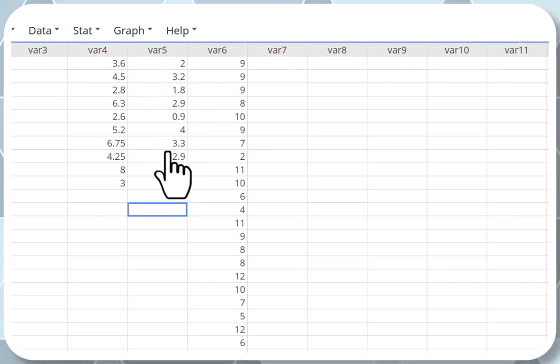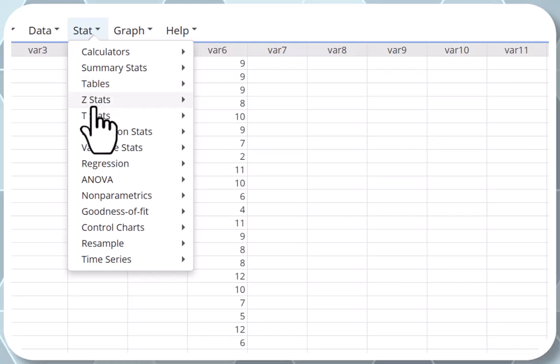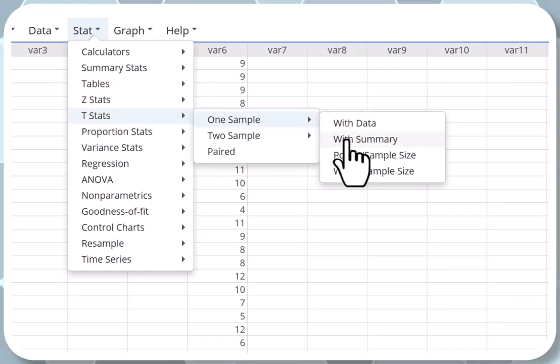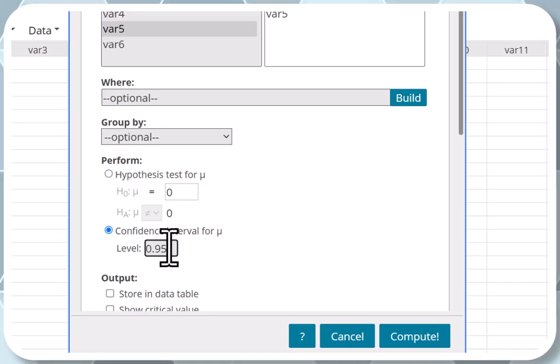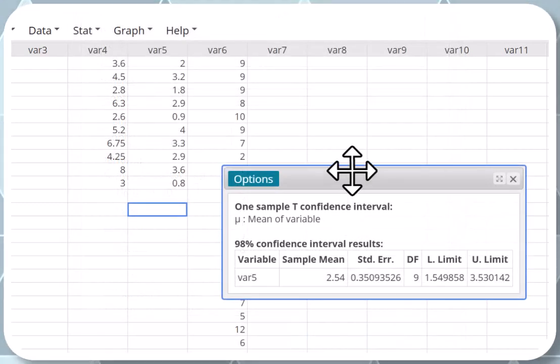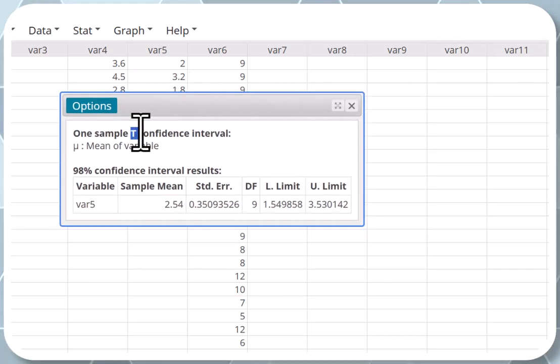I put him under variable 5 right there. So you go to Stat, T Stats, One Sample with Data, not with Summary, with Data, variable 5. And he wants a 98% confidence. Don't forget, you need to change this one. And here you go. It's a T confidence interval: 1.55 and 3.53. So you can say with 98% confidence that the true mean GPA is between 1.55 and 3.53.